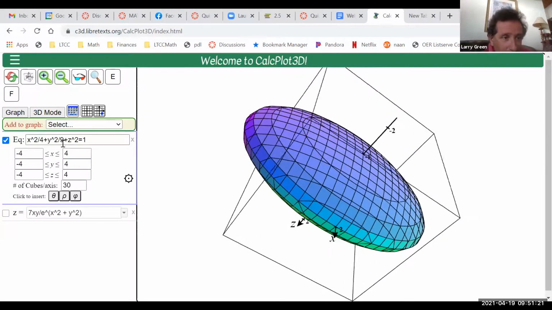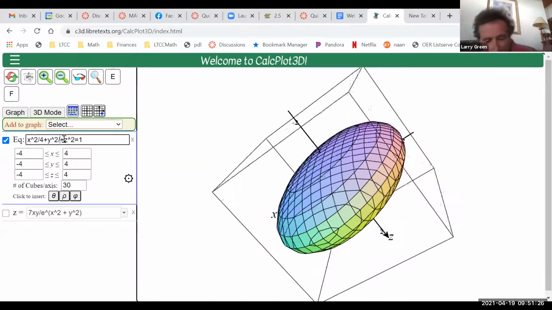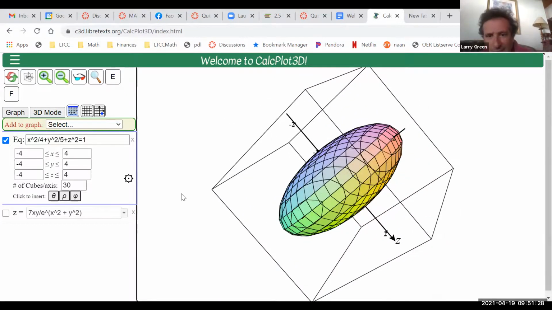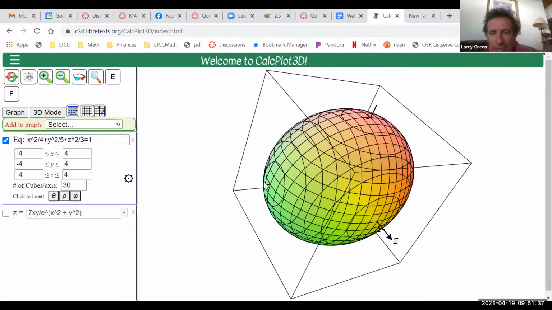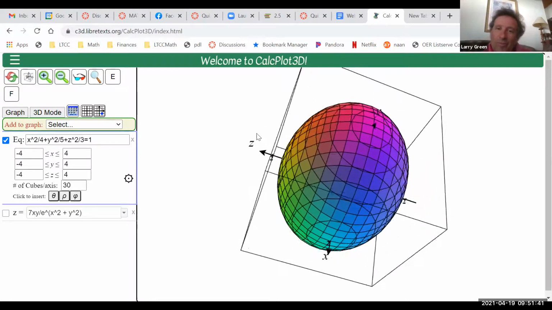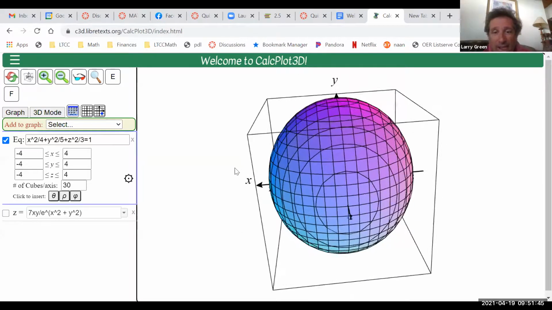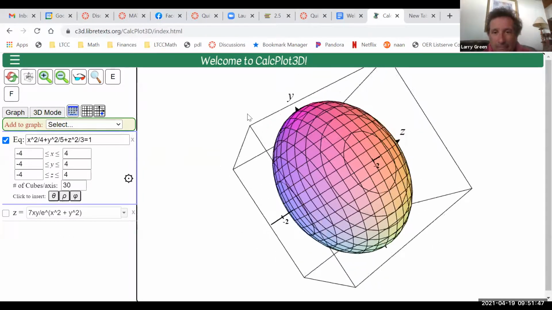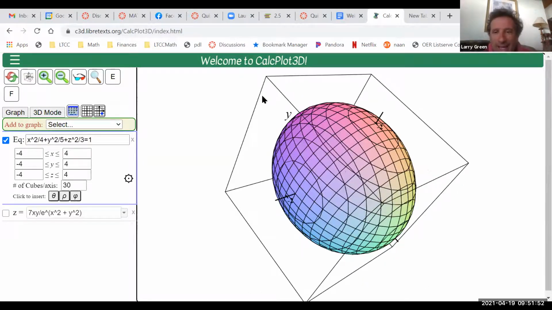By the way, if we made it instead of a 9, let's say make it a 5. There we go. Now it looks a little more Earth-like, right? So it's not quite a sphere, but a little more Earth-like. Okay. By the way, is an egg an ellipsoid?